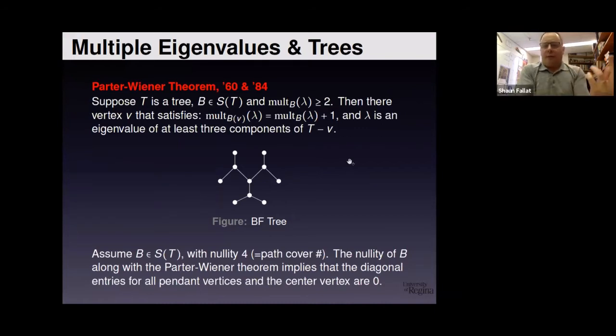So I start with a matrix in S of T, and I happen to know that it contains a multiple eigenvalue. Then there must be a vertex v in that tree so that when you remove the vertex from the tree, so this is notation for removing the vth column and vth row from the matrix B, then the multiplicity of lambda has to go up by 1. And further, lambda has to be an eigenvalue of at least 3 components of what's left over.